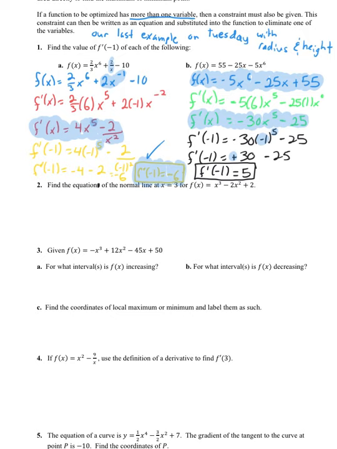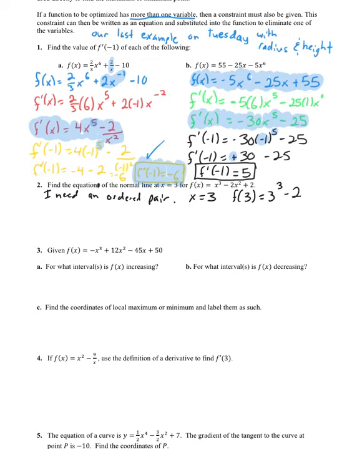All right, for problem 2, it says find the equation of the normal line at x equals 3 for f of x equals x cubed minus 2x squared plus 2. All right, so one thing I'm definitely going to need for this problem is an ordered pair. Right now I don't have an ordered pair. I have an x point, x equals 3. How do I find a y value on a graph if I'm given an x value? I just simply plug it into the original equation.